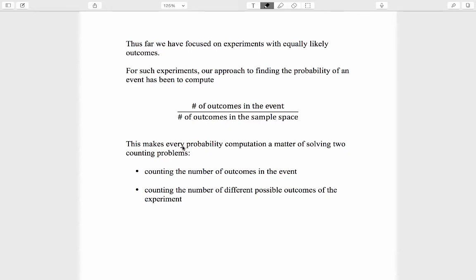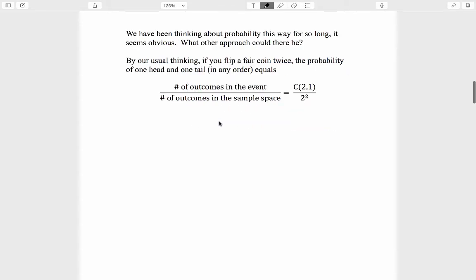This approach makes every probability computation a matter of solving two counting problems. We are first counting the number of outcomes in the event itself. We are then counting the number of different possible outcomes of the experiment. Only after we've solved this counting problem and solved that counting problem do we divide. We've been thinking about probability this way for so long it seems obvious. So what other approach could there be?